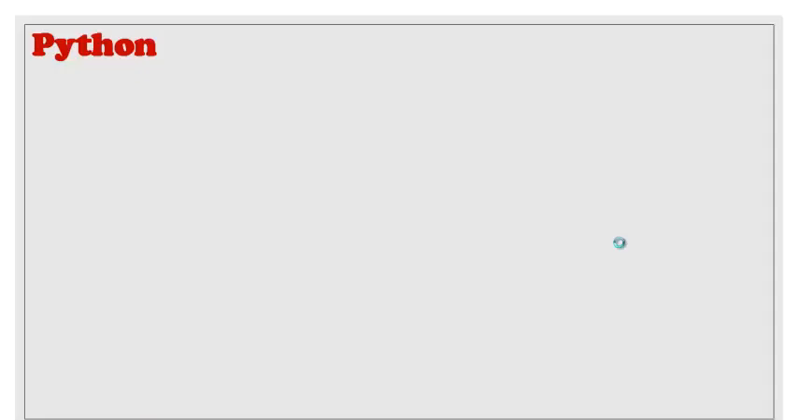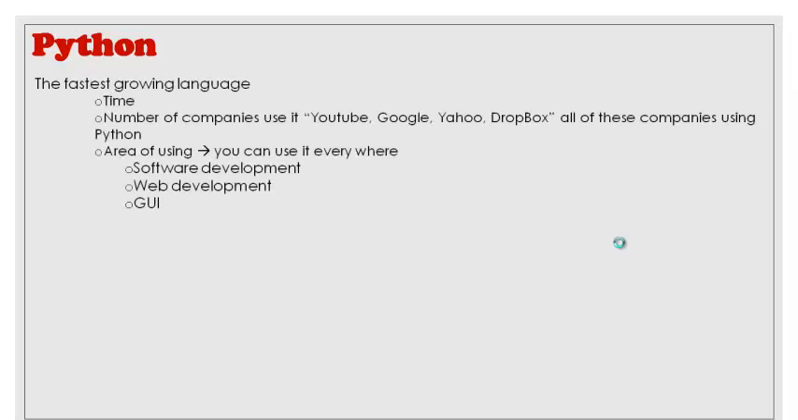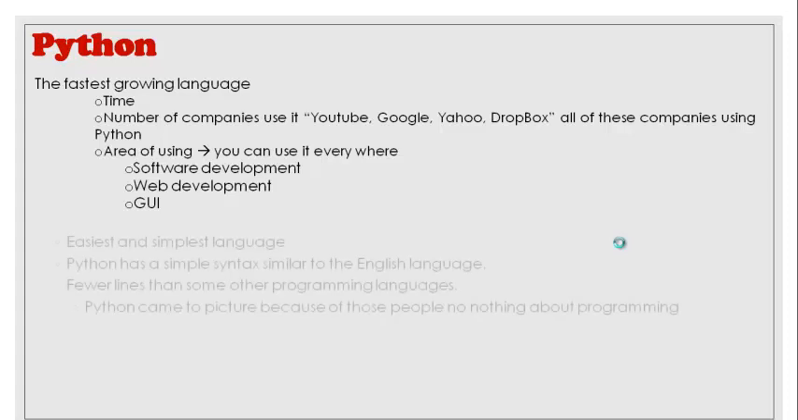Alright, let's start. Why Python? Point number 1, Python is the fastest growing language by time, and the number of companies that use it, YouTube, Google, Yahoo and Dropbox, all of these companies are using Python. And as for the areas of use, you can use it everywhere: software development, web development and also GUI.